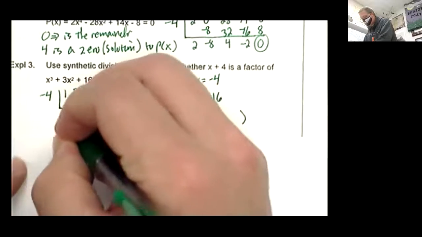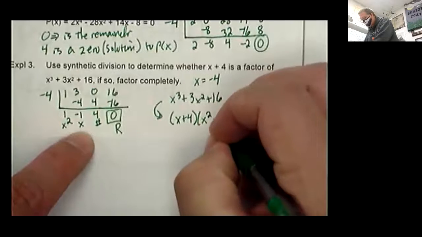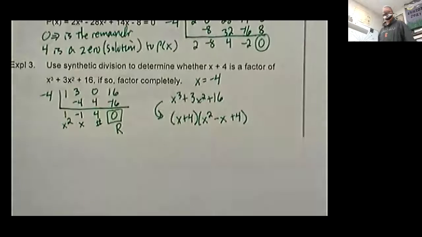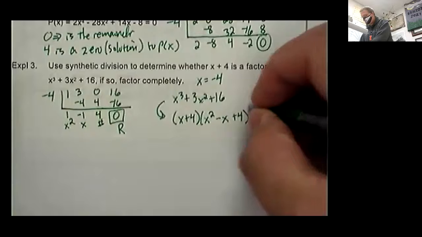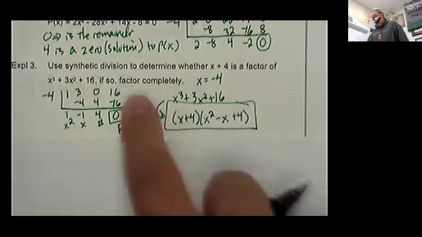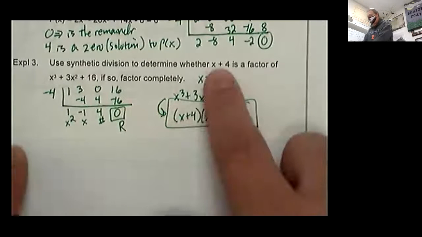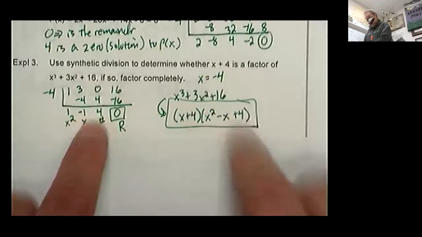Remember, this is the remainder. So this is the number, the x term, and the x squared term. So what's left then has to be x squared minus x plus 4. And then we can come back and use the quadratic formula on this, complete the square, or factoring if it factors, to solve it. And that's factored completely. So to factor it completely means whatever factor we use goes first, and then whatever polynomial we ended up with as our quotient goes here.